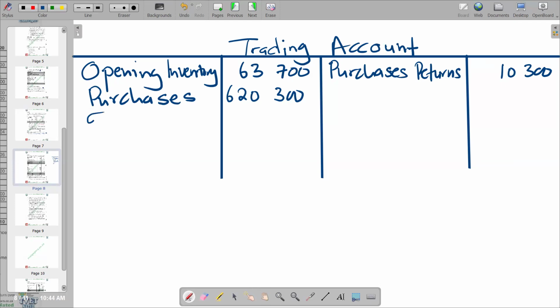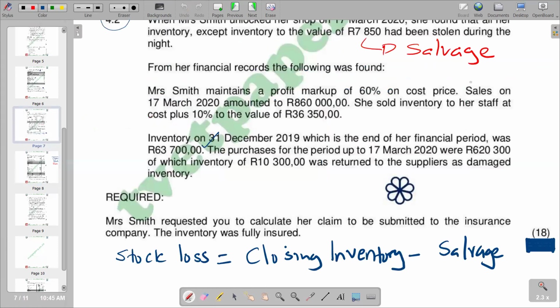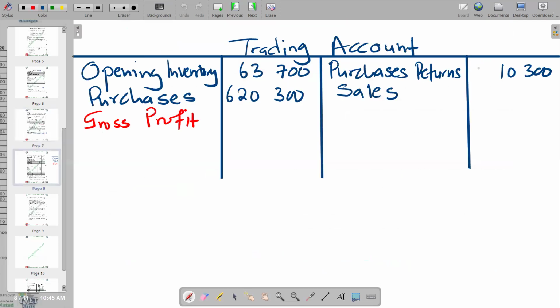Gross profit is here on the debit side. We are going to calculate it and bring it here. On the credit side we have our sales. If you refer back, sales on 17 March 2020 amounted to R860,000, so we have 860,000 as the total for our sales. And remember, the closing inventory should be on the credit side, so we are also going to find that figure as a balancing figure.